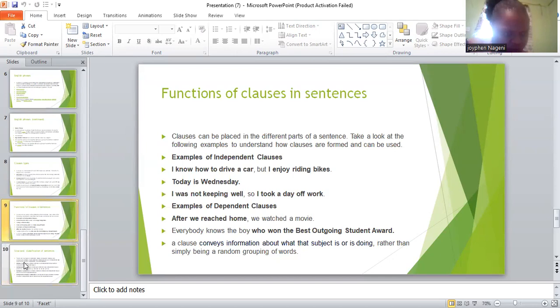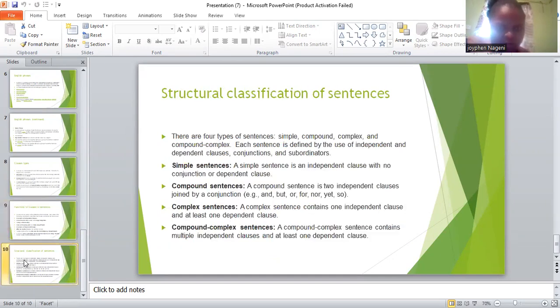Go to topic 10. Structural classification of sentences. There are 4 types of sentences: simple, compound, complex, and compound complex. Each sentence is defined by the use of independent and dependent clauses, conjunctions, and subordinators.